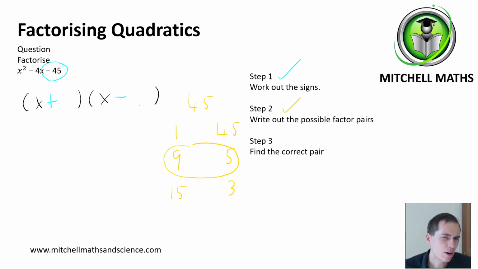We then need to work out which one is going to be negative and which one is going to be positive. Now, because it adds to make a minus number, that means the 9, which is the bigger of the two numbers, is going to need to be the negative number, and 5 is going to need to be positive. Because minus 9 plus 5 is minus 4. So that is our final answer.